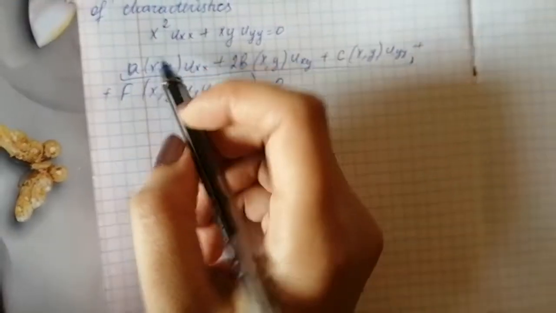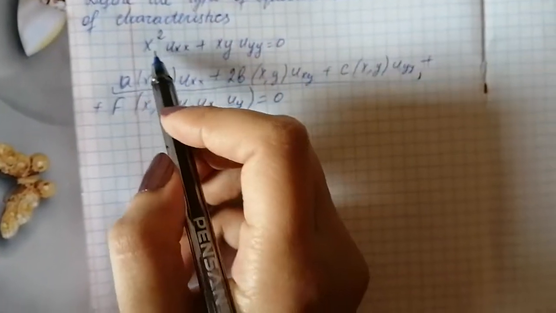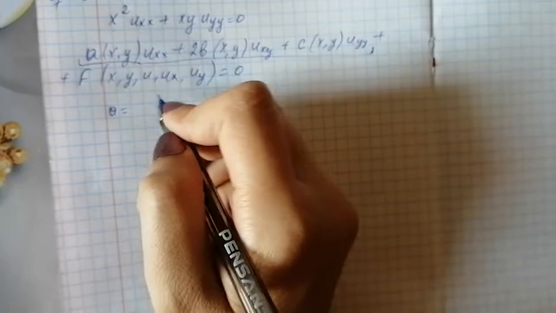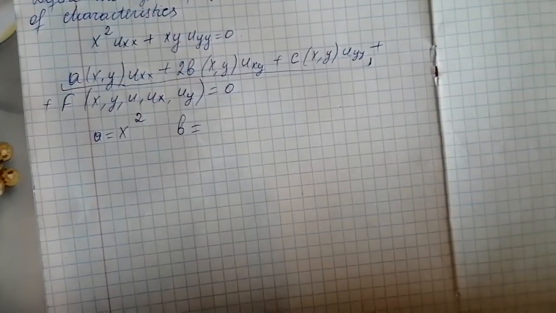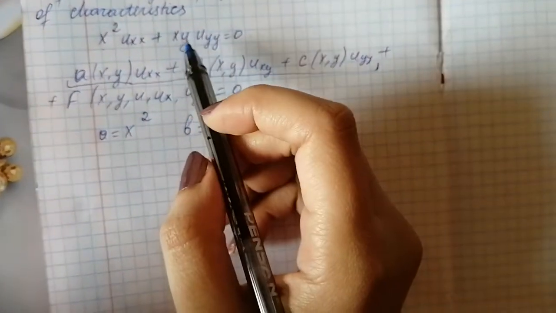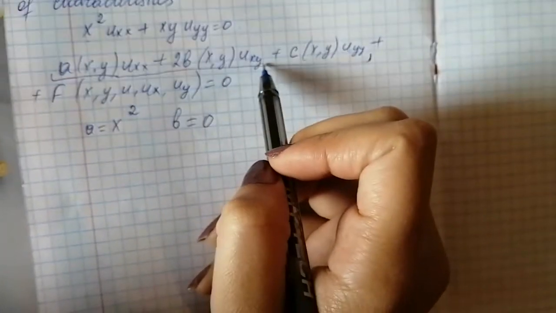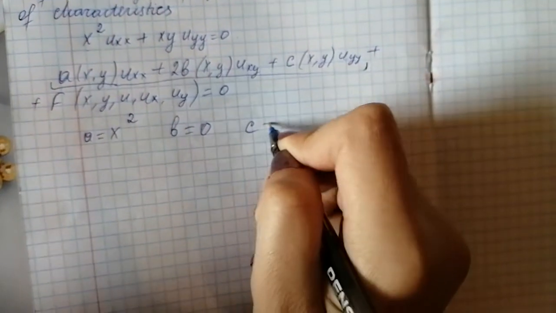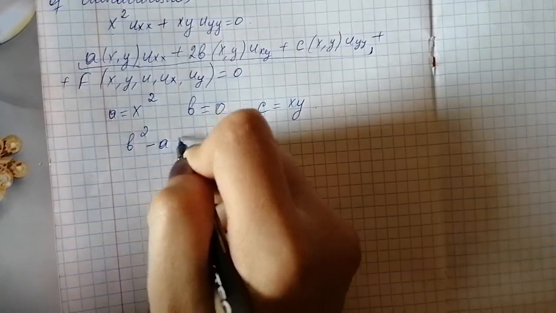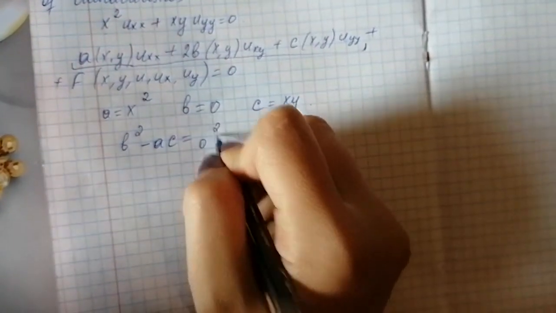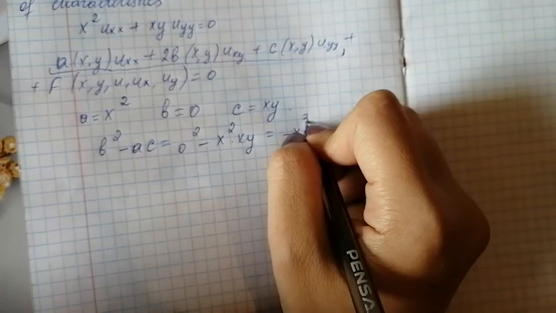And in our case, a is equal to x squared, b is equal to zero, there is no uxy, and c is equal to xy. Then b squared minus ac is equal to 0 squared minus x squared times xy. It means that it is negative x cubed y.